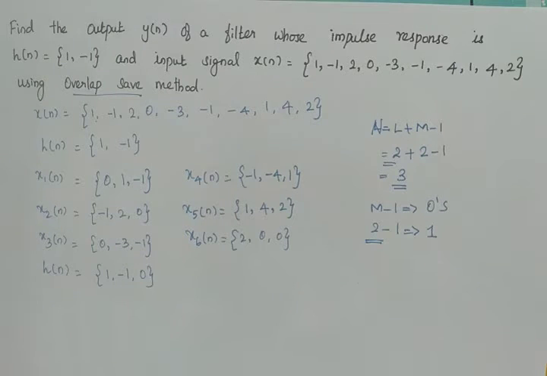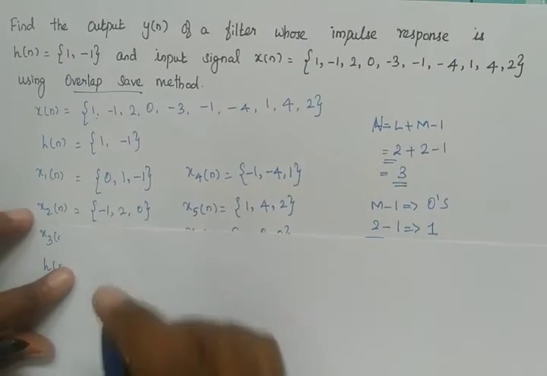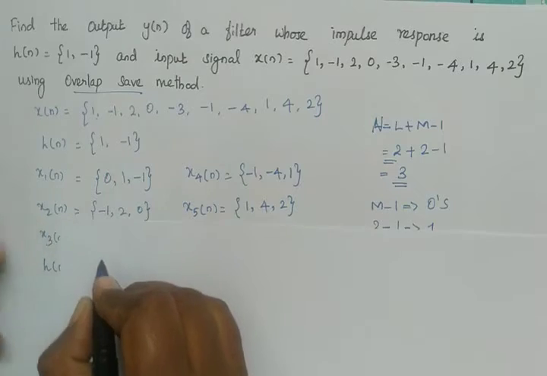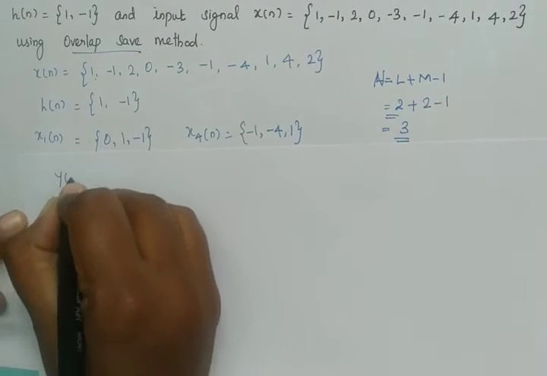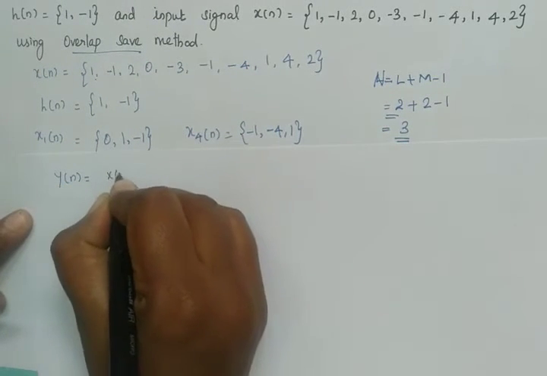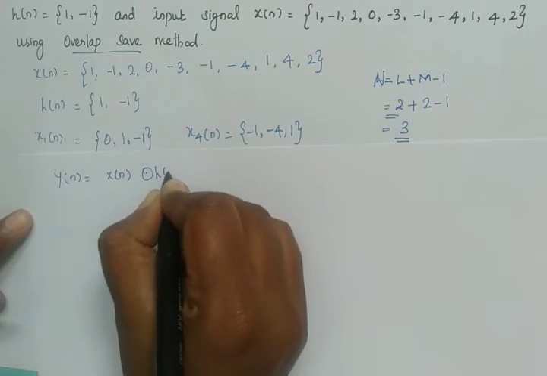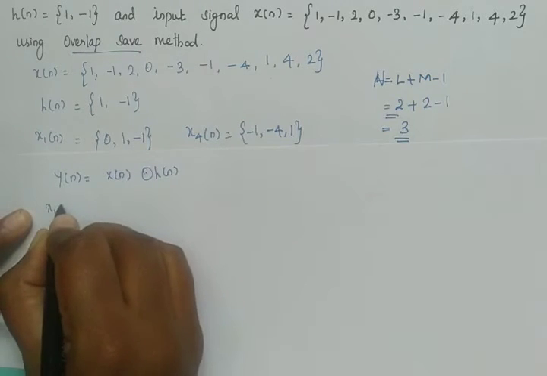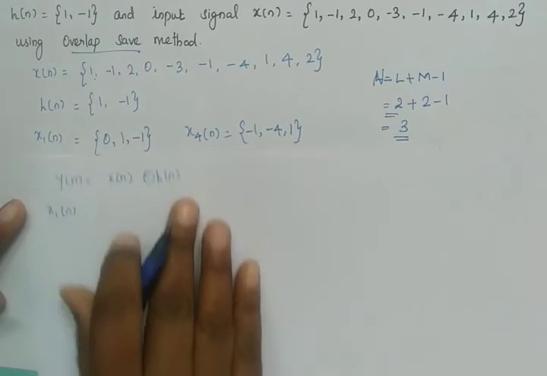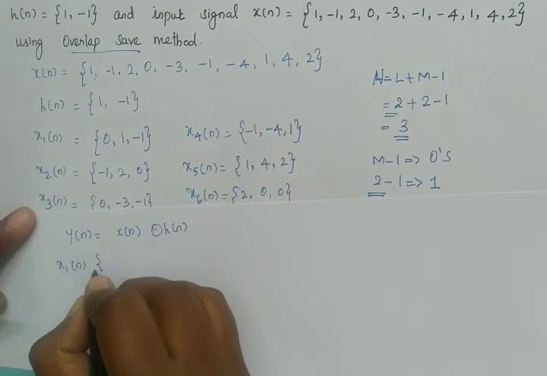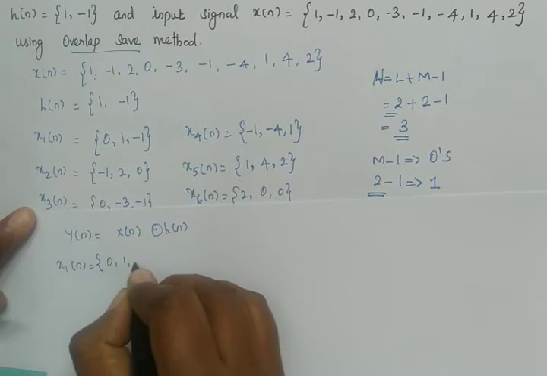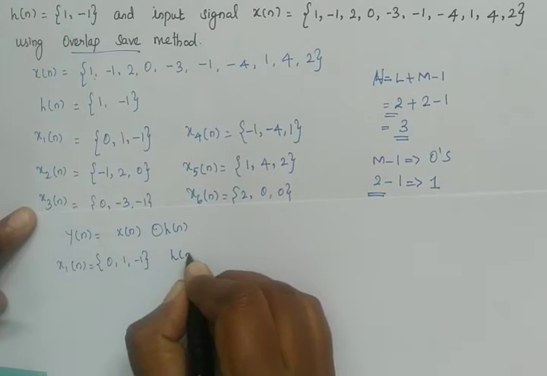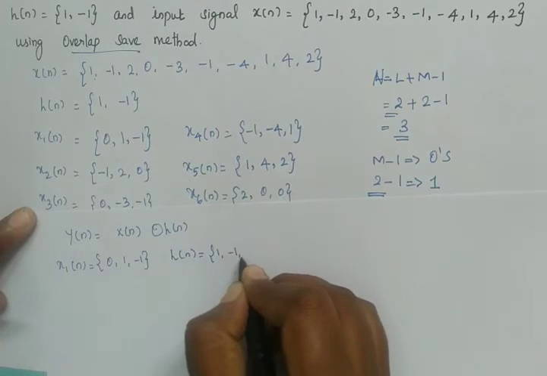Let me take a paper. Now see here, what is x1 of n? How can we find y of n, which is equal to x of n convolved with h of n? We know that x1 of n is equal to 0, 1, minus 1, and h of n is equal to 1, minus 1, 0.